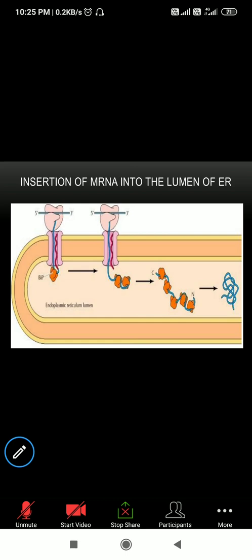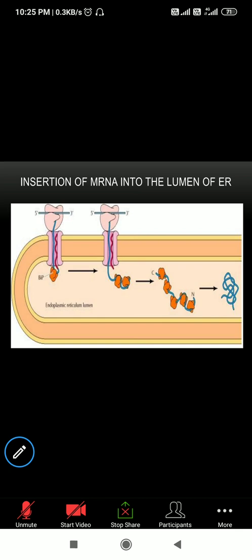Now we have BiP there. We have many important functions of BiP. First, it allows the growing polypeptide chain into the lumen of the endoplasmic reticulum. The second important point is that BiP allows proteins to assemble correctly. Then when the protein is assembled correctly, BiP gets released from these proteins so that they are further transported to the Golgi bodies.